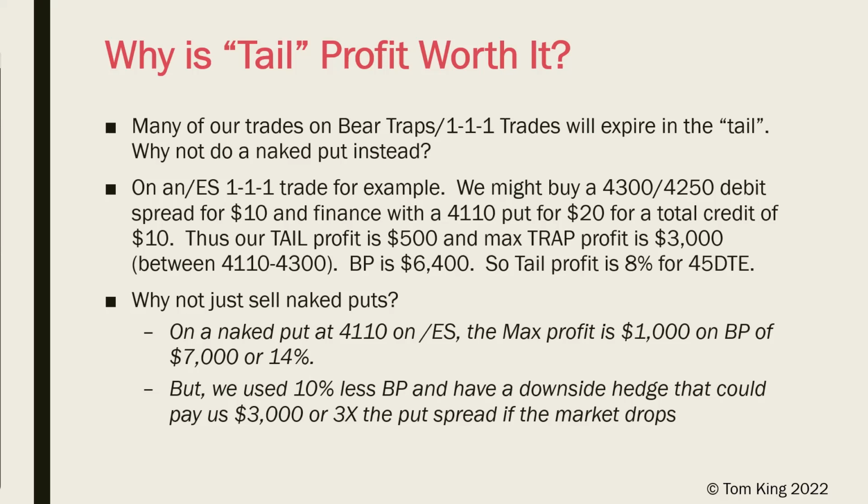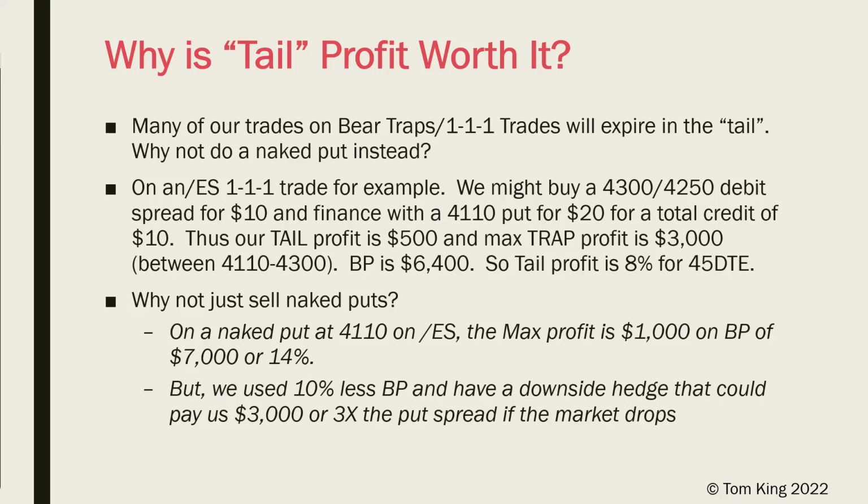Why not just sell naked puts? Well, if you sold a naked put at, let's say, 41.10, the max profit would be $1,000 on a BP of 7,000 or 14%. Okay, so a 14% return on that naked put is all good. Nothing wrong with that. But your buying power is higher. I've used at least 10% less buying power, and I have a downside hedge that could pay me up to $3,000, or 3 times that naked put's expiration, if it expires.